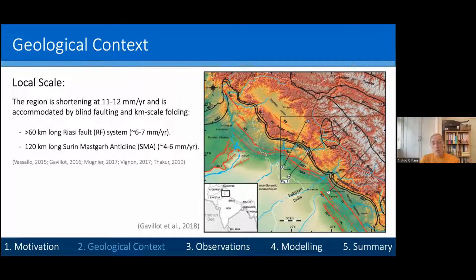So what we think might be happening is that this shortening has been transferred further south onto the seismotectonic decline. And of course, it could be transferred onto the main boundary thrust or the central thrust, but due to the lack of documented active faulting, we think it's been transferred to the seismotectonic decline and the faults beneath it.